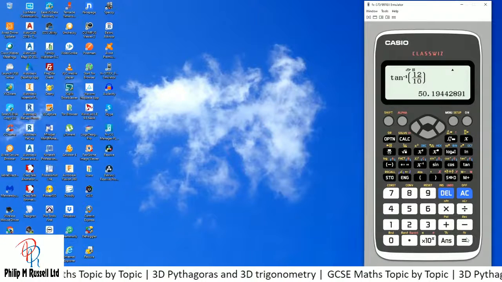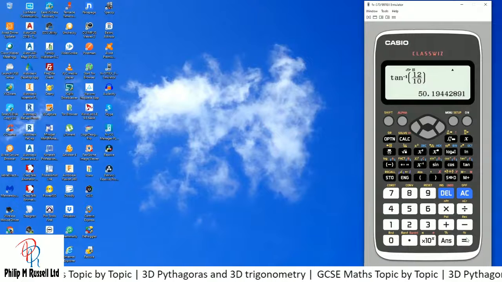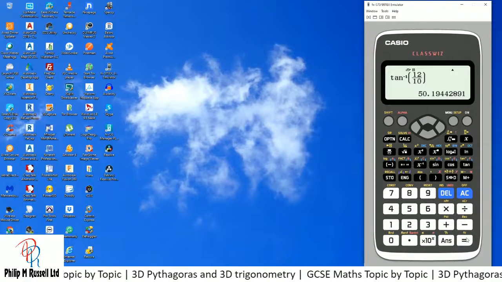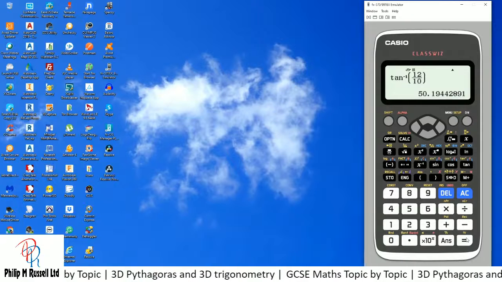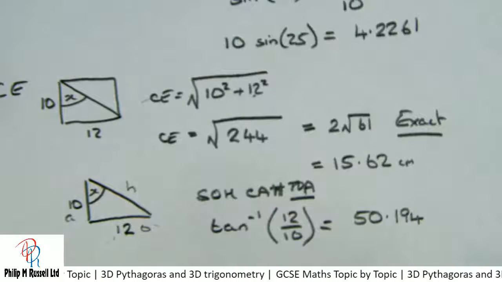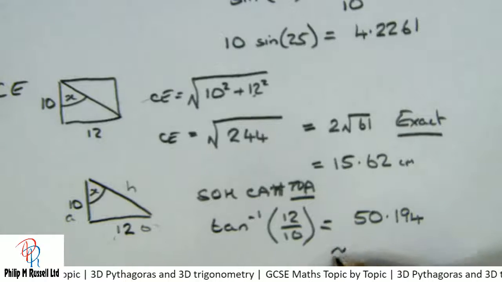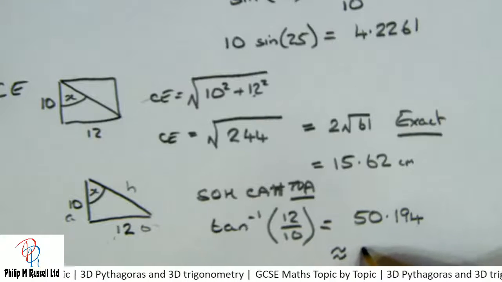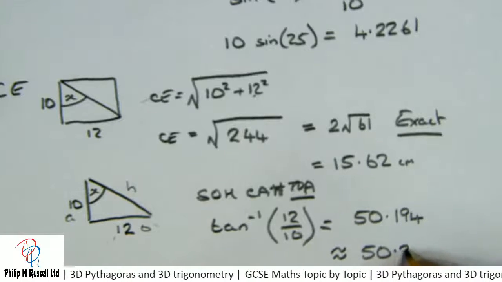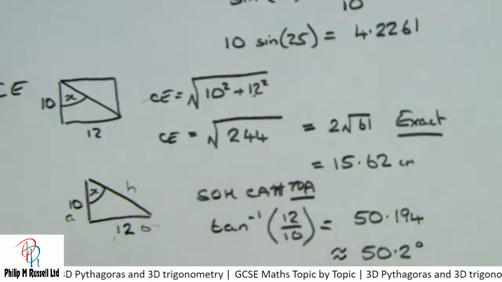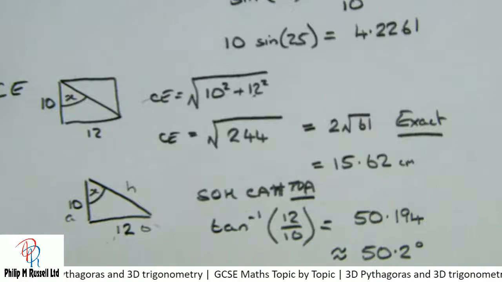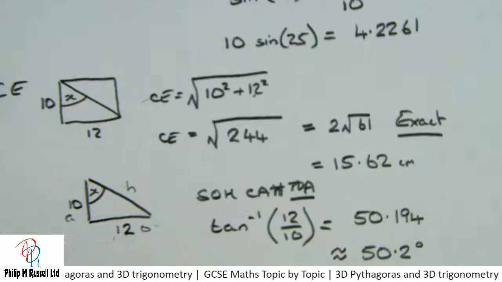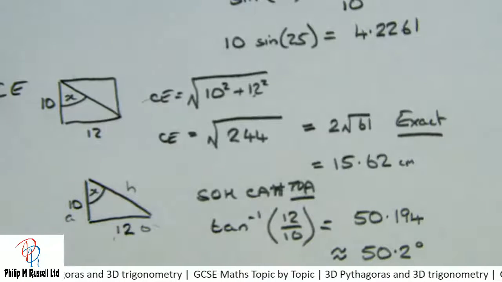And that gives me 50.194 degrees, which, rounding here, is 50.2 degrees. So you can see that if they give you horrible problems, you can solve them quite easily.